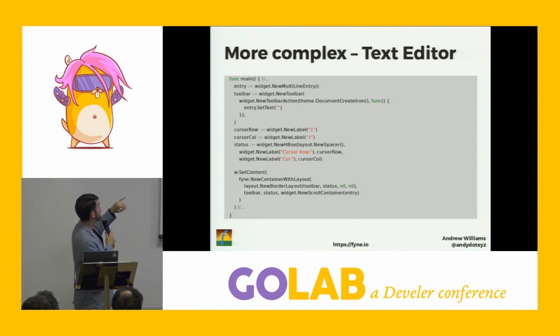The toolbar is created next. Again, a pretty straightforward API. Our toolbar is typically full of actions. So we create a new toolbar action, and then we're dropping in an icon from the standard theme, a document create icon. And in this instance, we're simply setting the content of the text to nothing.